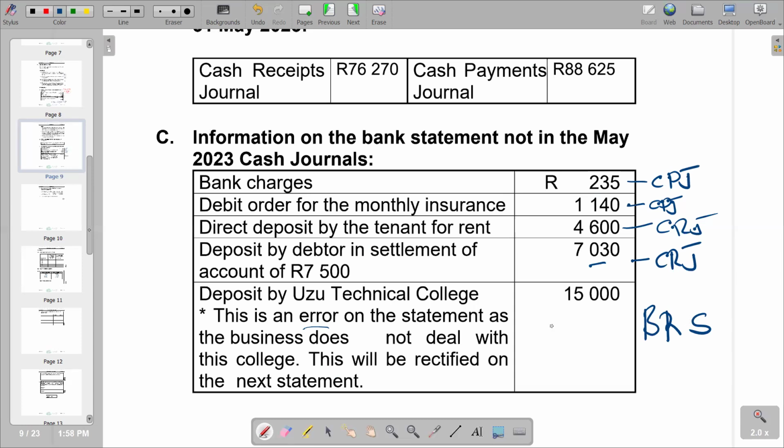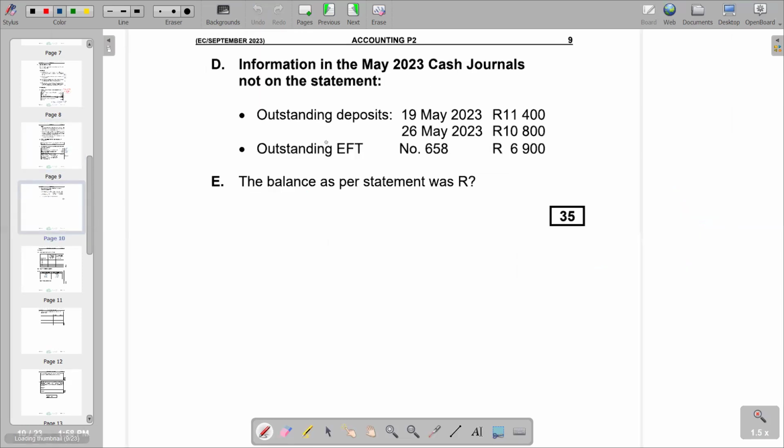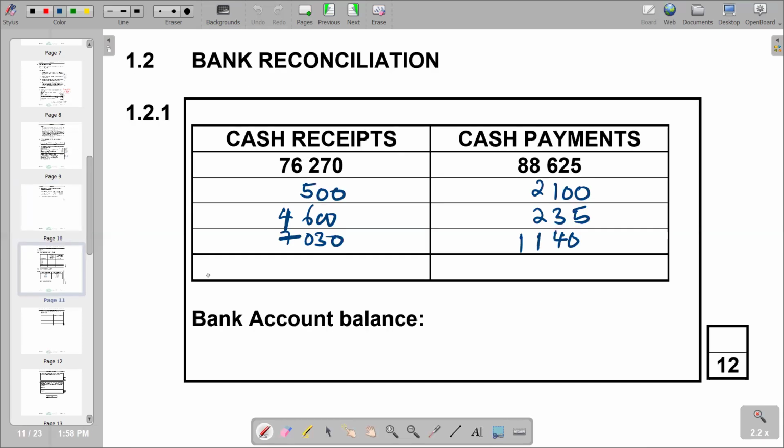Then we move on to the next information given. Now it's information on the May cash journals, not on the statement. So this is the information not on the statement. So it means we have exhausted all we have for the journals. So we can add to get our total for the cash receipts journal and cash payment journal. If you add for the cash receipts journal, 76,270 plus 500 plus 4,600 plus 7,030, your answer is 88,400.